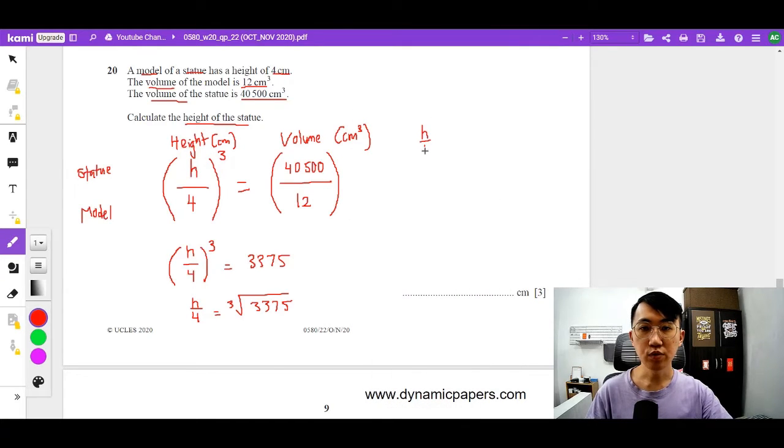So h over 4 is 15. Now anything at the bottom, kick it towards the other side and it becomes a multiply. So 15 times 4 will become 60. So that's your answer, 60 centimeters. Alright, so 1 mark for working and solving.